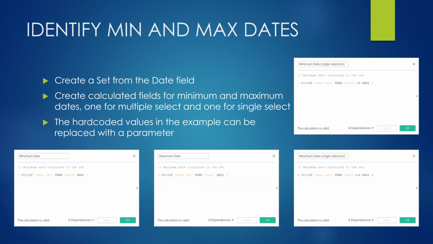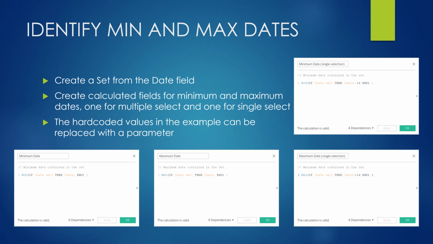The second step is to identify the minimum and maximum dates. To create a reference band on the line chart and to specify the start and end dates, I had to think about two sets of dates. The first is a user selection. So when you select the entire range on the line chart, the set itself needs to populate, and therefore you want to extract the minimum date and the maximum date.